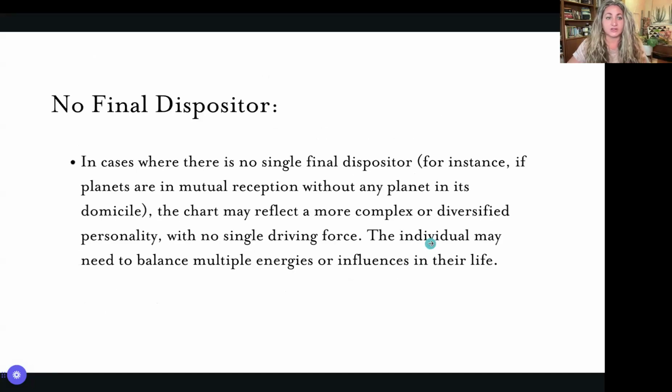We can also have no final dispositor. So if you get through the end of your chart and you're like, wait a minute, I don't have one. It's okay. You're not alone. The chart has some other answer for you, and maybe you don't need a final dispositor, right? So you're going to have to balance a lot of different energies in a lot of different ways. It's really interesting once you start seeing this in your clients and in your friends and family and all the people that you love and that you're studying with.